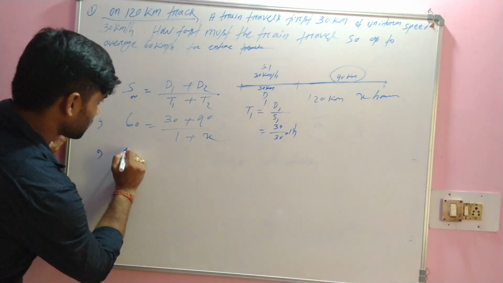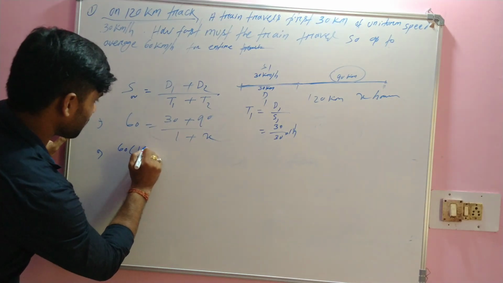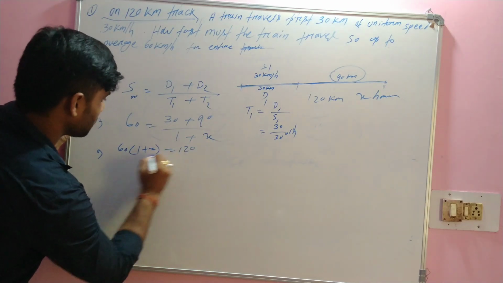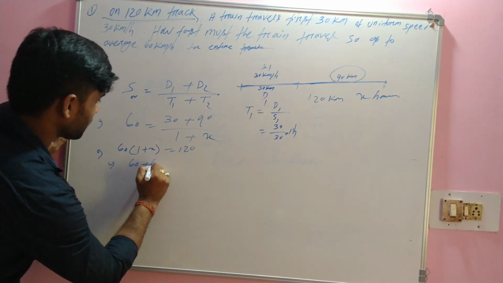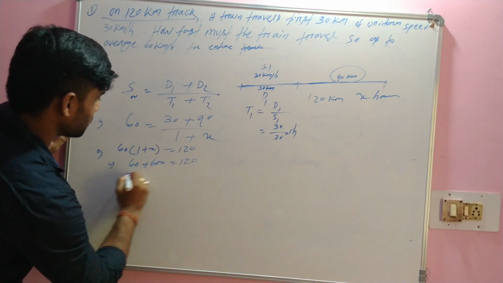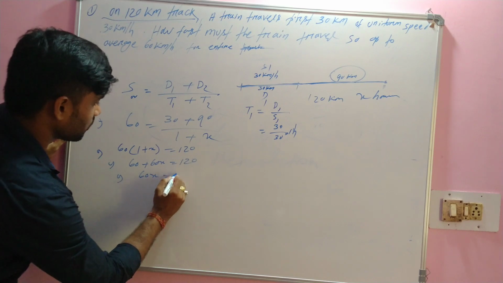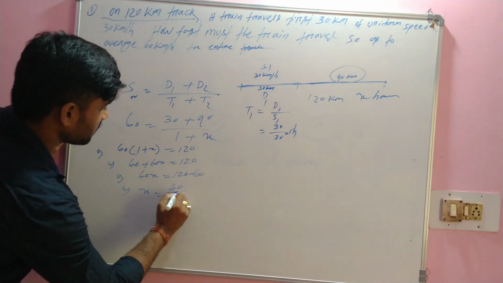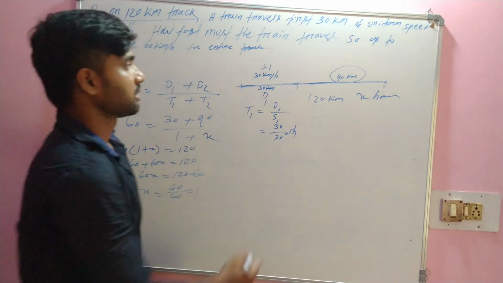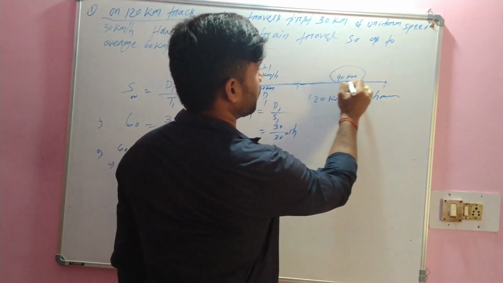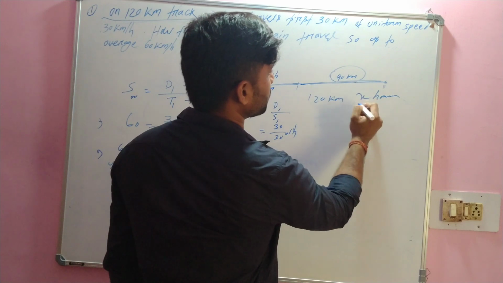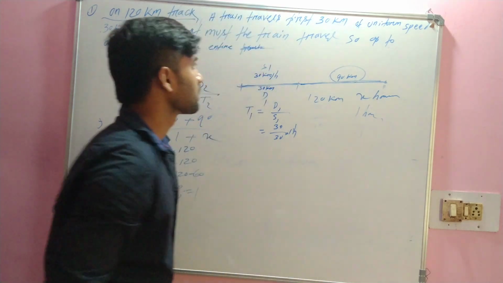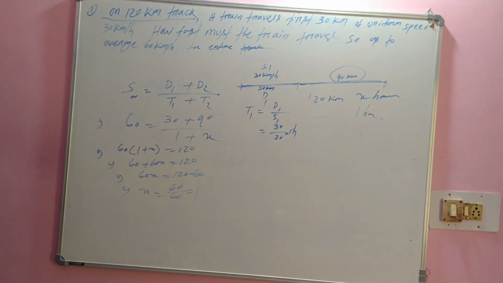So do the cross multiplication. 60 into 1 plus x equal to 120. That means 60 plus 60x equal to 120. That implies 60x equal to 120 minus 60. That means x equal to 60 by 60, which is 1. That means the train has to cover 90 kilometers in 1 hour.